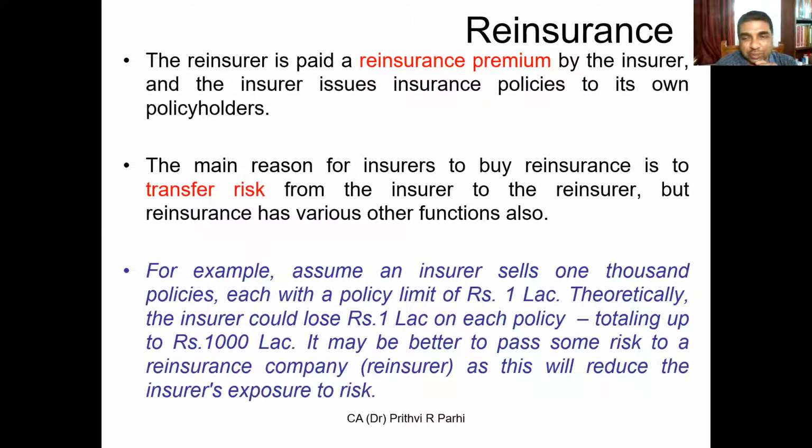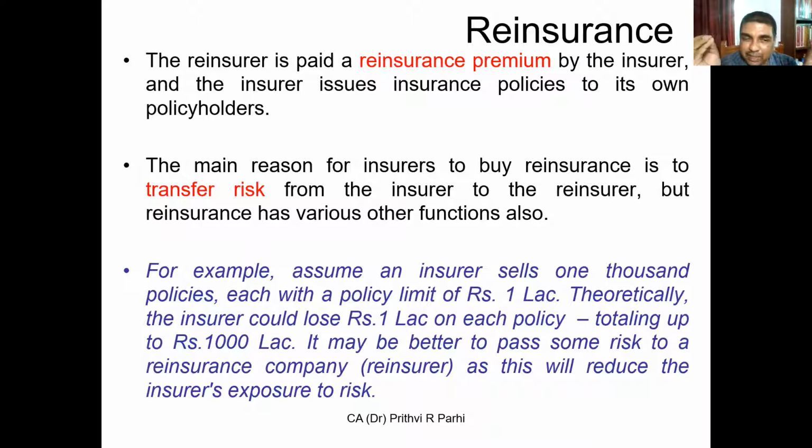Here is an example before you. Suppose an insurer sells 1,000 policies. Each policy limit is 1 lakh rupees. Theoretically, if the loss happens, the insurer could lose 1 lakh on each policy. So 1 lakh into 1,000, and the total possible loss can be 1,000 lakh.